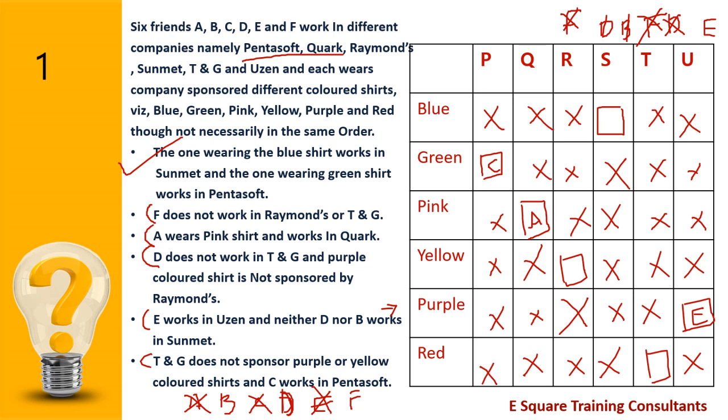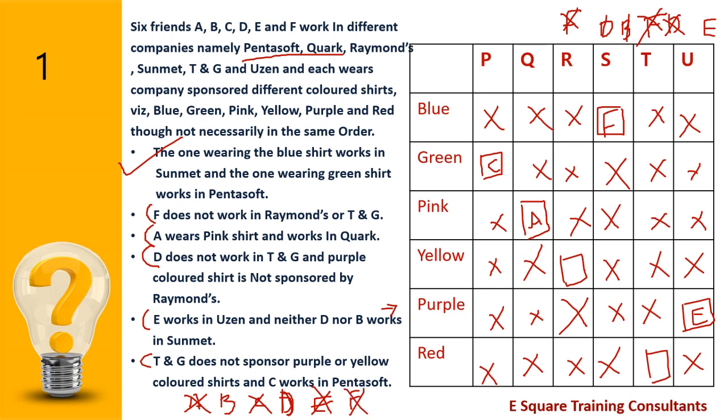Now let's see, already as I told you, A, C and E's story is over. We are left with only B, D and F. So when it comes to Sunmet, it is not B and it is not D. There are only three options, either B or D or F, out of which two are ruled out. So it is not B and not D. So the only option left out is F. So that is the only possibility for Sunmet. So F works in Sunmet and it wears blue color. So F's story is also over. I can cross it out.